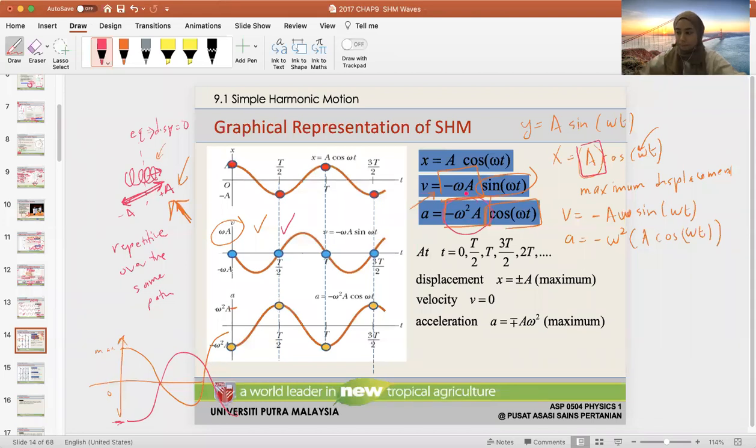Okay. Part velocity and acceleration, unfortunately tak boleh nak tengok dekat spring. You kena tengok equation. Okay, any questions? Was that okay?